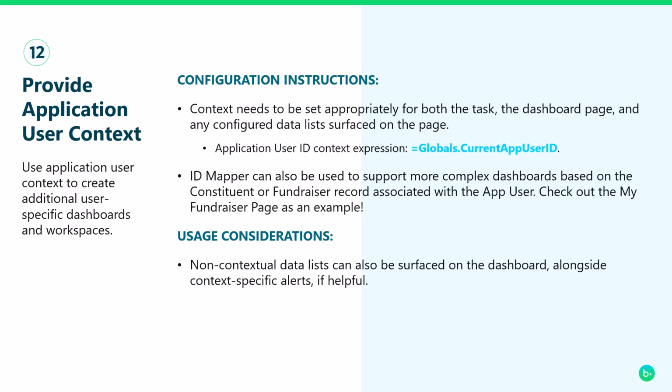The second example we looked through uses the ID mapper field on the configuration screen, which allows you to dive into the constituent record associated with the app user. So in that scenario, we may have had a constituent attribute on the constituent record associated with the app user that outlined which team that constituent was a part of, and therefore that app user was a part of, and then use that to control what appears on the page for that particular user.